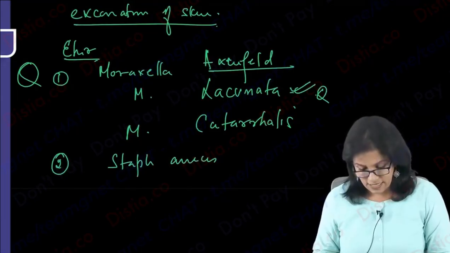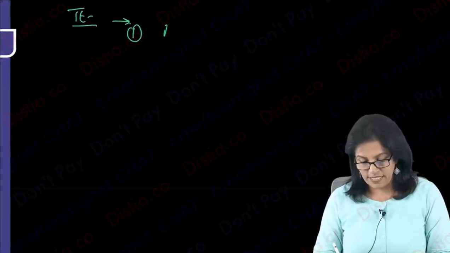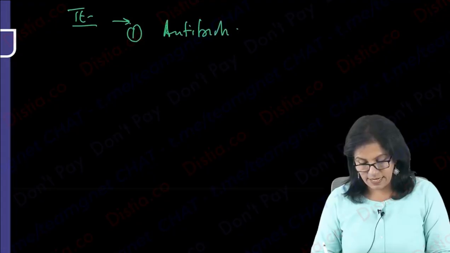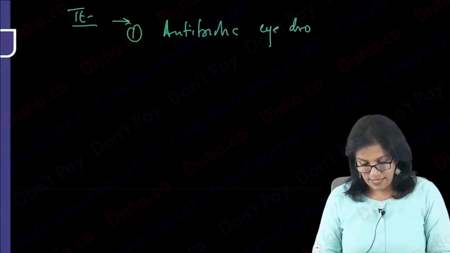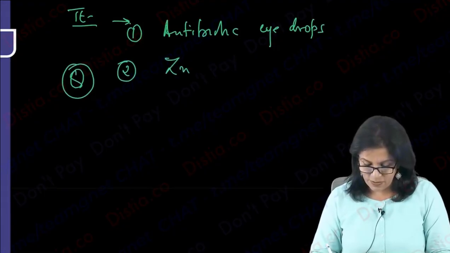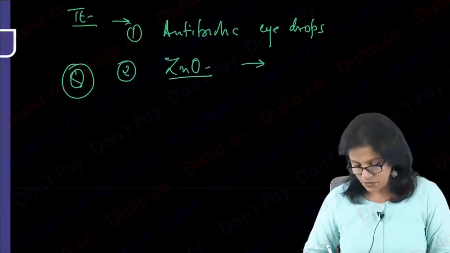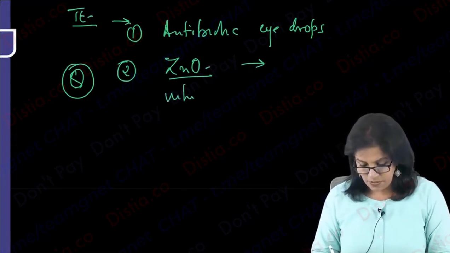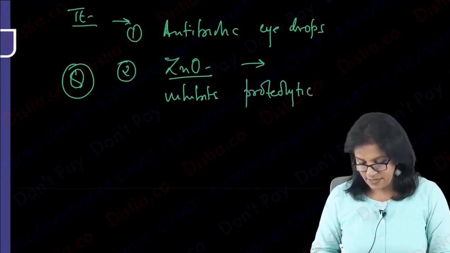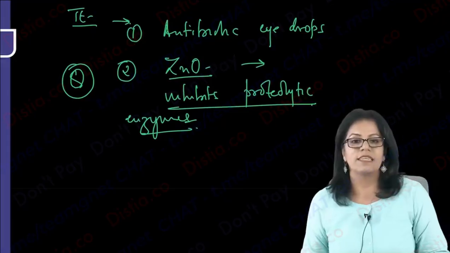Okay? Treatment. Of course, these are all bacteria. I am going to go for antibiotic eye drops. They are diplobacilli. Moraxella is a diplobacillus. So, antibiotic eye drops. And what else can I give? This is your exam question. Zinc oxide lotion. What is zinc oxide doing here? The zinc oxide lotion that we apply inhibits the proteolytic enzymes. Just remember it inhibits proteolytic enzymes. So it is very, very helpful for excoriation of skin.